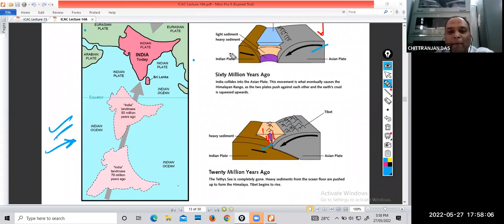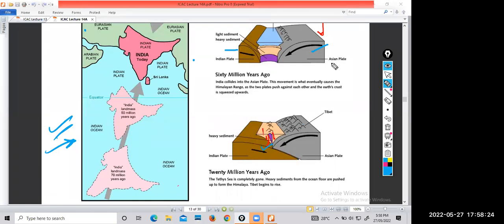As you can see, this is one plate and this is the other plate. Now you can see here in this part blue water is there, you can see that. Yes, sir. This is the Indian plate, this is the Asian plate.